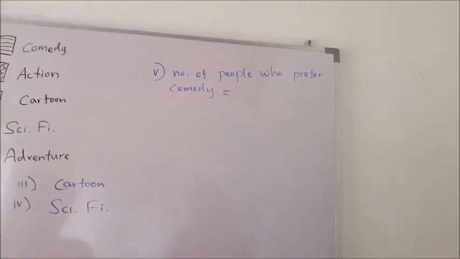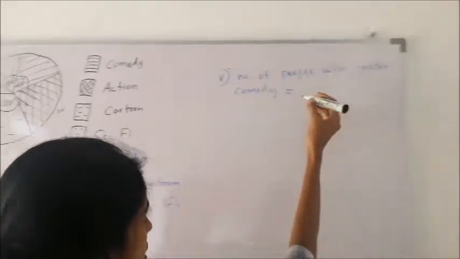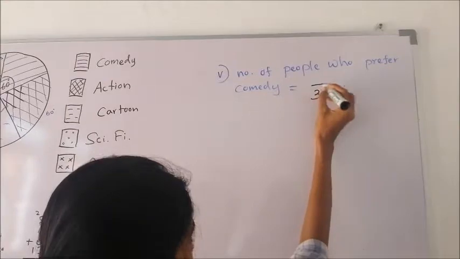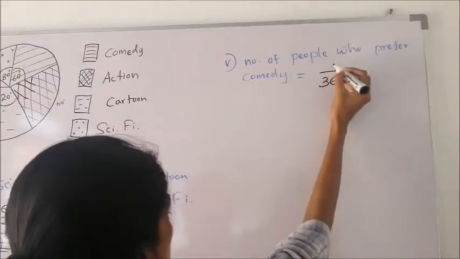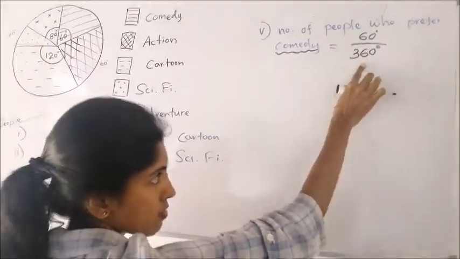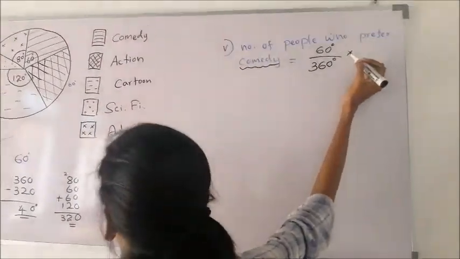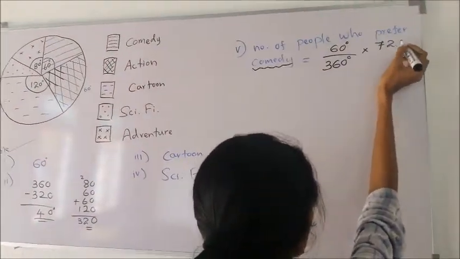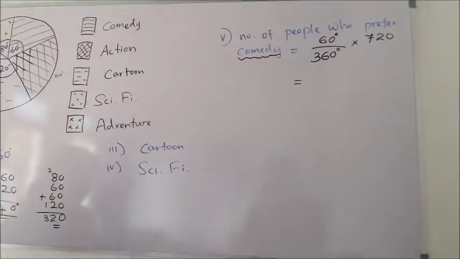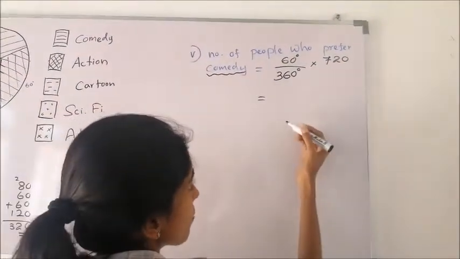Now, from the angle we should take that, because we know the angle here. Out of 360 degrees, 60 degrees represent comedy movies. If so, from 720 people, how many prefer comedy movies? Multiplied by the total number of people there. Right?